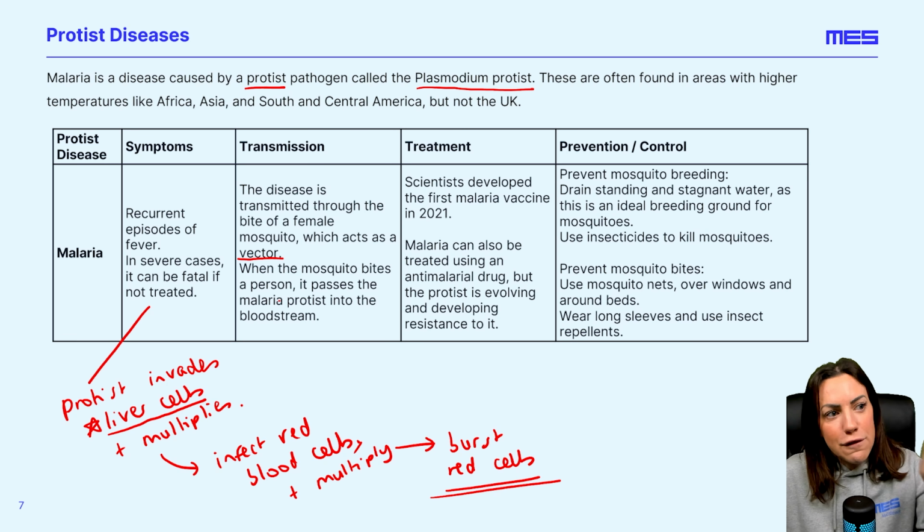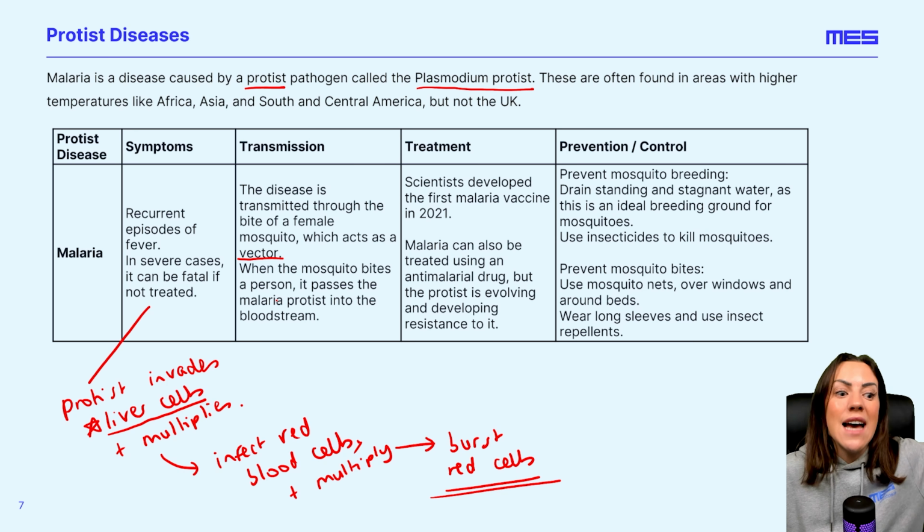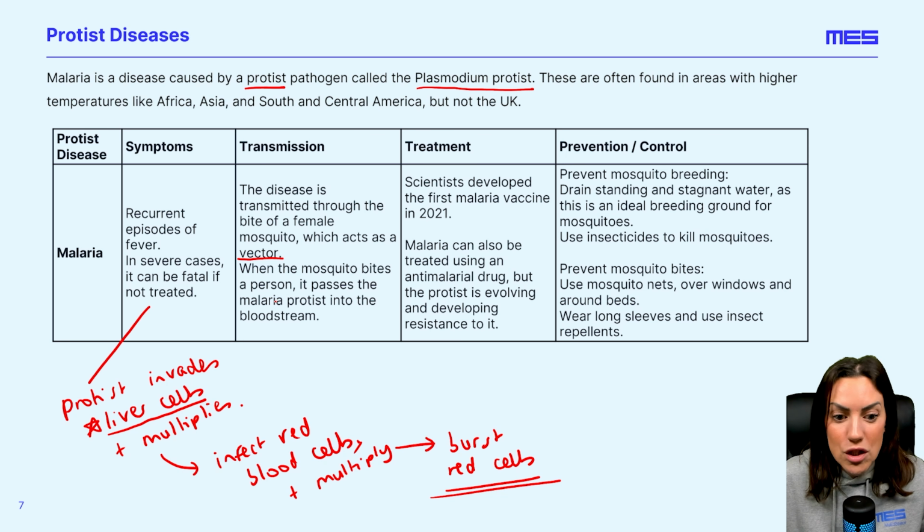But yeah, they'll feed on the blood from one person. They might pick up the protist, and then they'll feed on the blood of another person and inject the protist into their bloodstream. So they are carrying or spreading this protist. Be careful though. It's not the mosquito that causes malaria. The mosquito is just a vector, so it just carries the malarial protist from person to person.